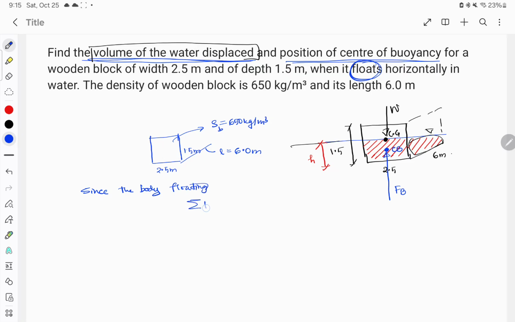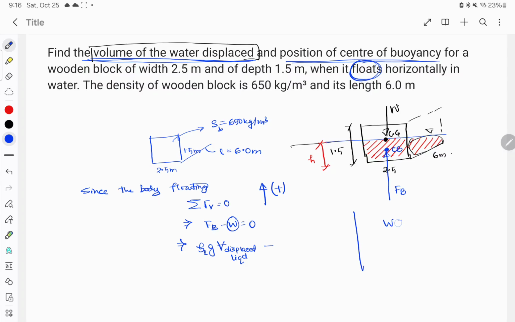then the total summation of all the forces in the vertical direction will be equal to 0, right? So if I consider the upward direction as positive, then Fb minus W will be equal to 0. Force of buoyancy is what? Force of buoyancy is density of the liquid into g into volume displaced by the fluid, minus the weight of the block.